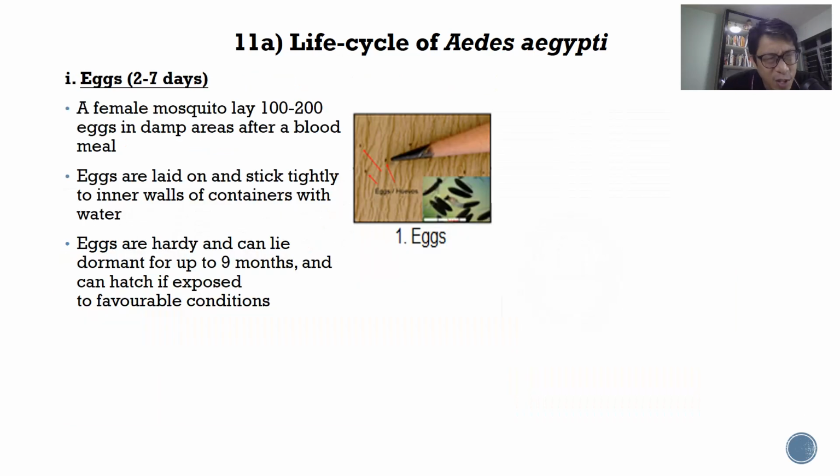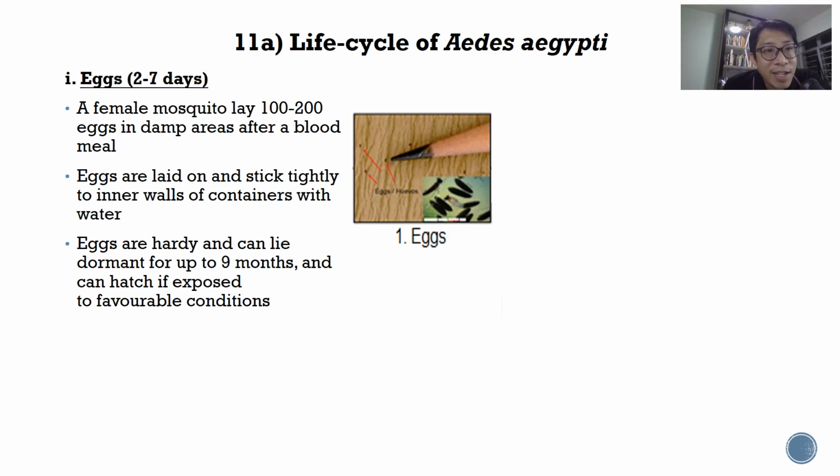Okay, so we'll then look at the life cycle of Aedes aegypti. It has a 4-stage life cycle, like many insects. The first is the eggs. The female mosquitoes are the ones that will suck our blood in order to gain enough proteins and energy to make eggs and lay eggs.